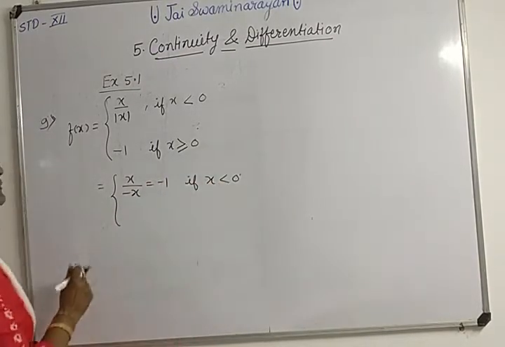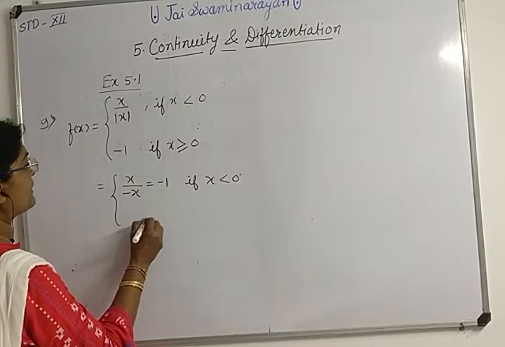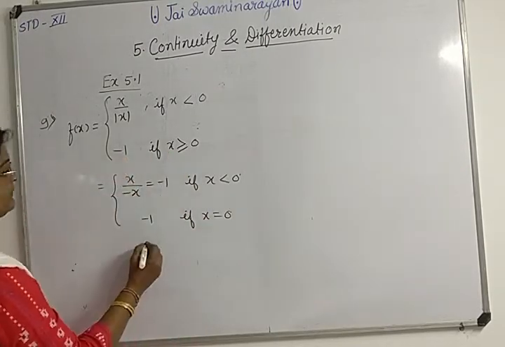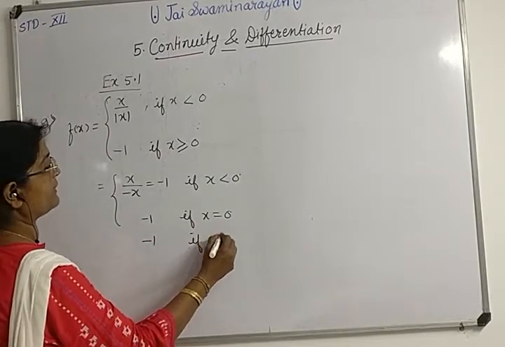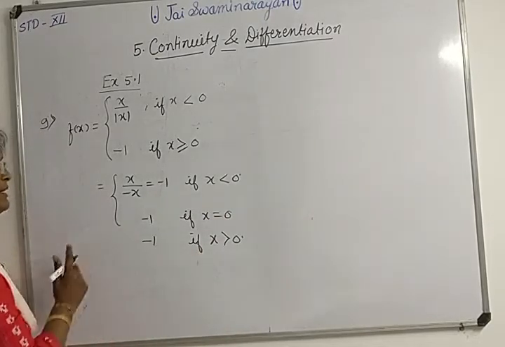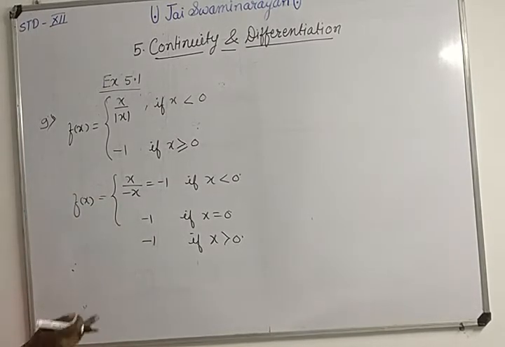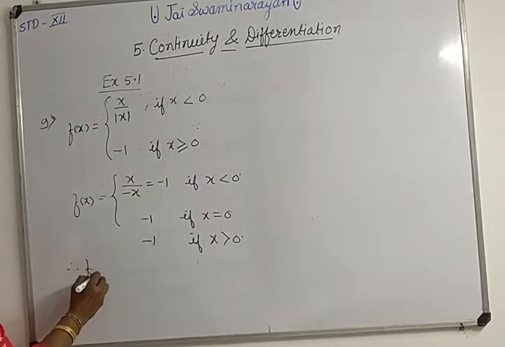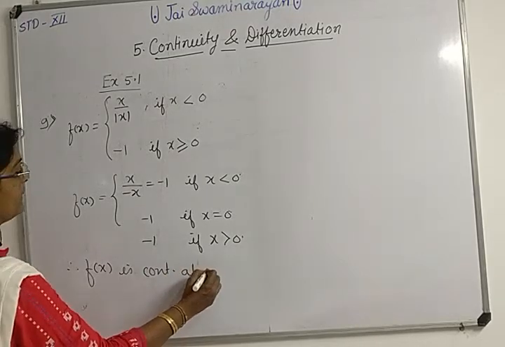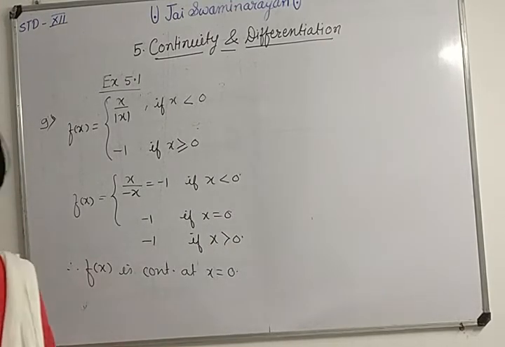that is equal to minus 1 if x is less than 0. Then for equal to 0 it is minus 1, equal to minus 1 if x equal to 0, and for greater than 0 also it is minus 1, equal to minus 1 if x is greater than 0. So for less than 0, equal to 0, greater than 0, for all three the value of the function is same. The value of the function being same means that the function is continuous, and therefore f of x is continuous at x equal to 0. It is a continuous function, it is not a discontinuous function.